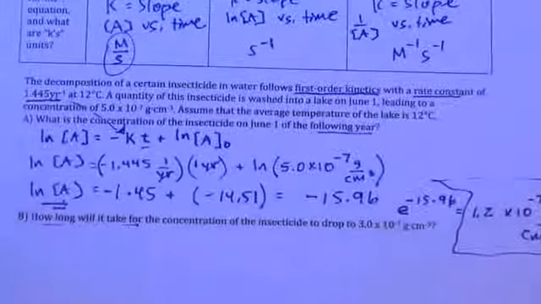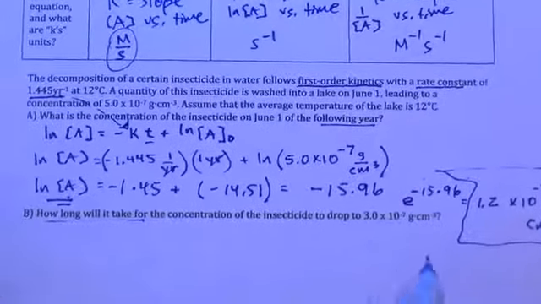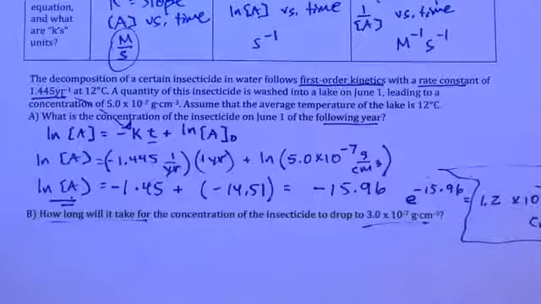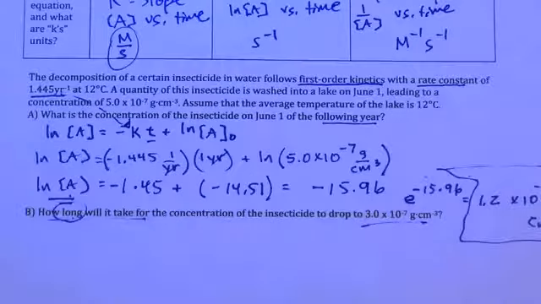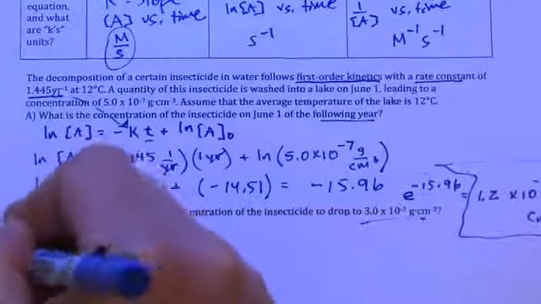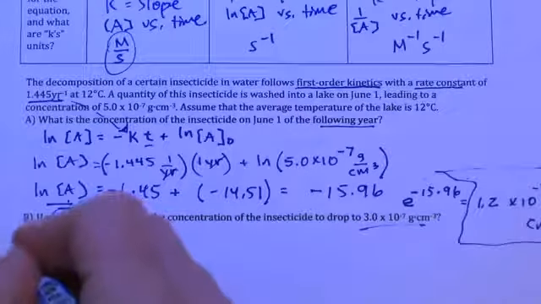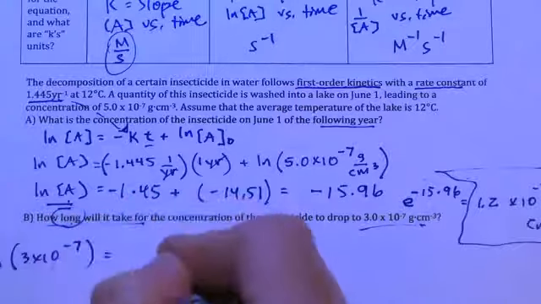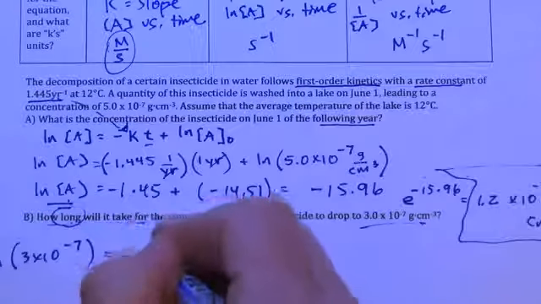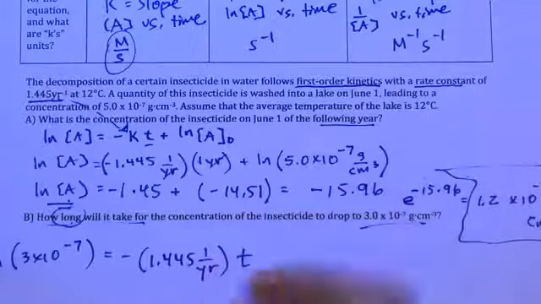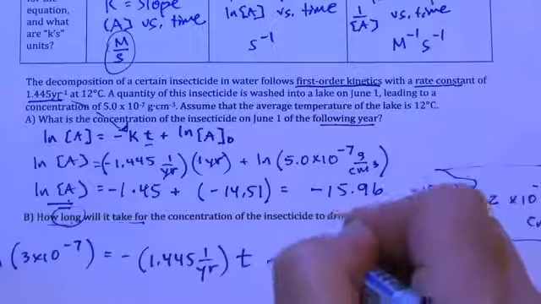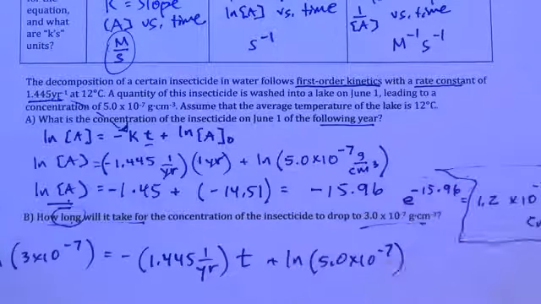Question B, how long will it take for the concentration of the insecticide to drop to 3 times 10 to the negative 7th grams per cubic centimeter? So now it's asking for how long, or it's asking for a time. So I can plug this into the equation and solve for t. In this case, I want to know how long it's going to take to get to the concentration of 3 times 10 to the negative 7th. And this is equal to negative k, which is 1.445 per year, times t, which is the thing I'm going to look for, plus the natural log of the initial concentration, which is 5.0 times 10 to the negative 7th.